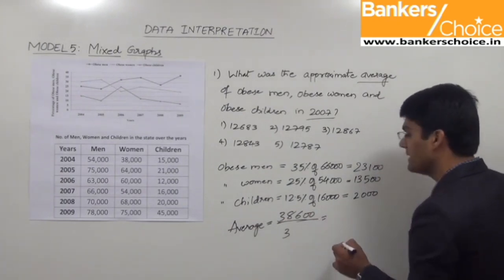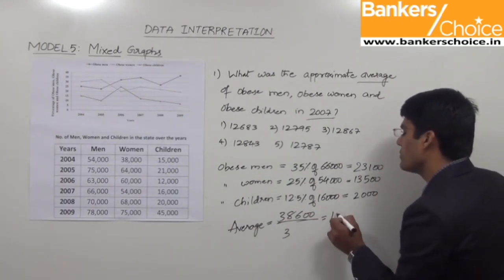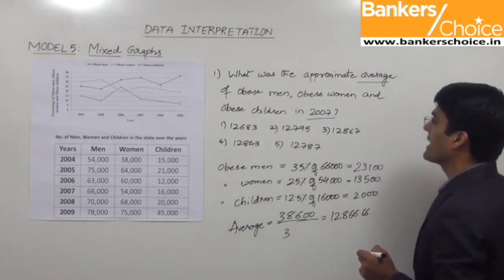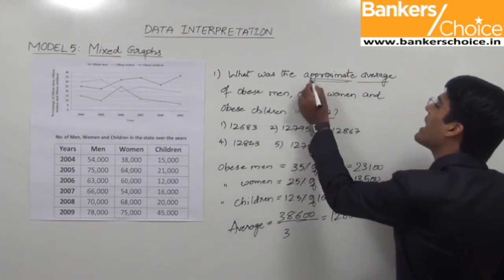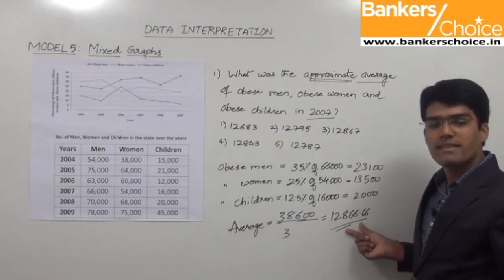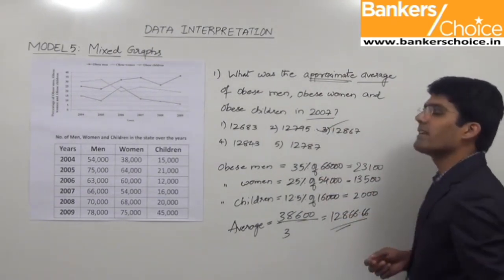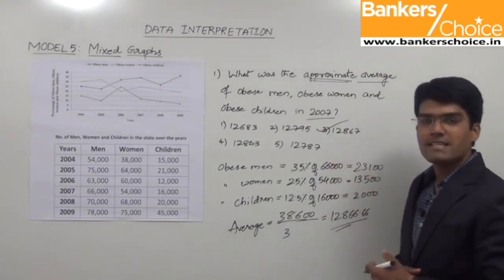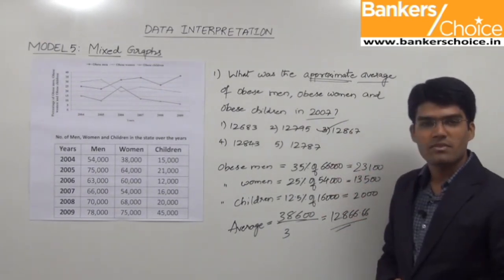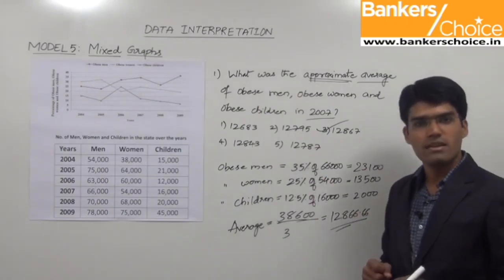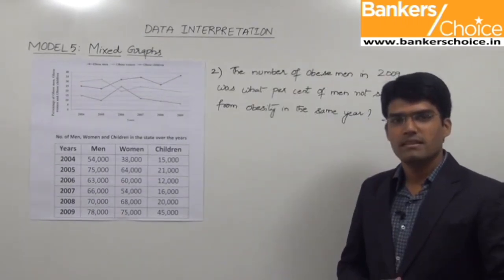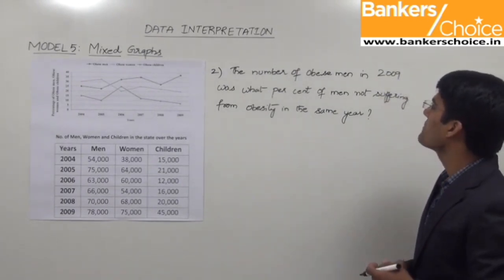38,600 when divided by 3 will come out to be 12,866.66. But as the question says, the approximate average is required. So 12,866.66 can be taken as 12,867. So we can say that the answer for this question is option number 3, that is 12,867. So it's all about picking up the right values, simplifying and doing the calculation to get the required answer.